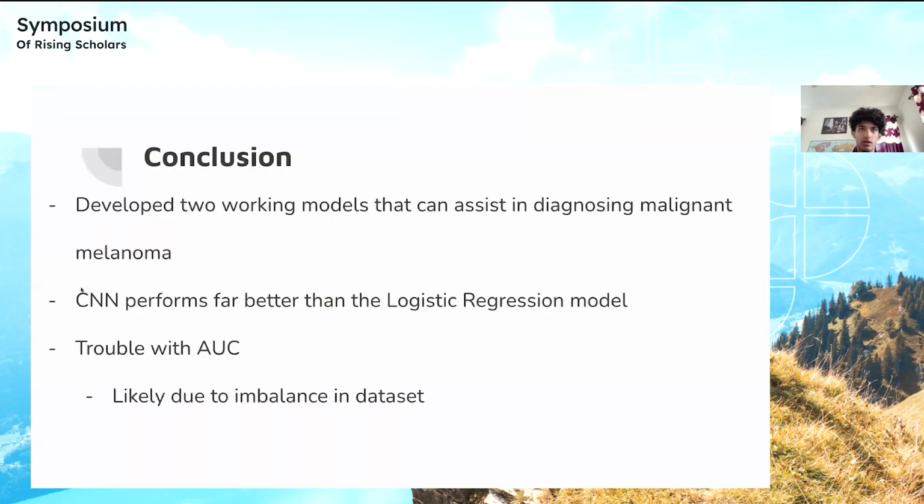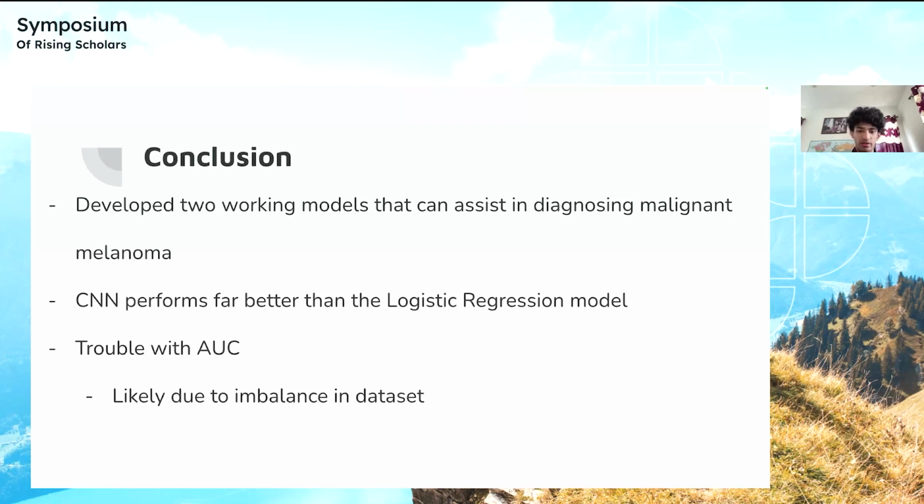Conclusion. So in conclusion, we developed 2 models for diagnosing malignant melanoma, a convolutional neural network and a logistic regression model. The CNN performs significantly better than the logistic regression model, likely because it could extract more complex features, and also because the logistic regression model was trained only on a few data, only tabular data, and couldn't really provide a strong indication based on that data, which is not directly related to the image in any way. It's just data about the patient.